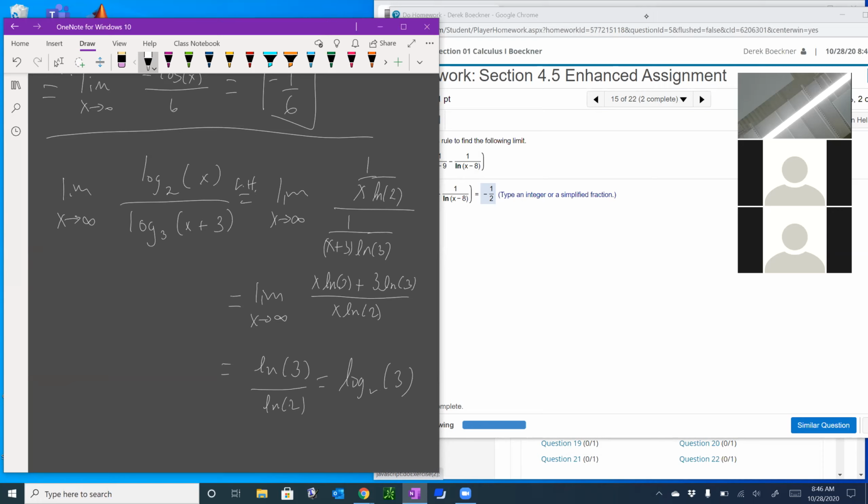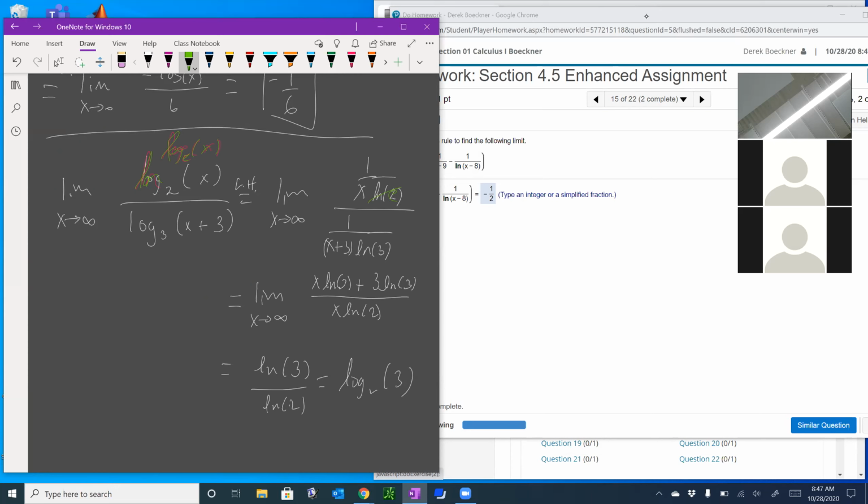Would you do it the same way if instead of a log in the numerator it was the natural log? Yeah, because then the natural log's base e. So if you had a natural log up here, that's the same thing as log base e of x. Log base e of x is the same as the natural log. So all that would change is that becomes an e, which is 1. So yeah.